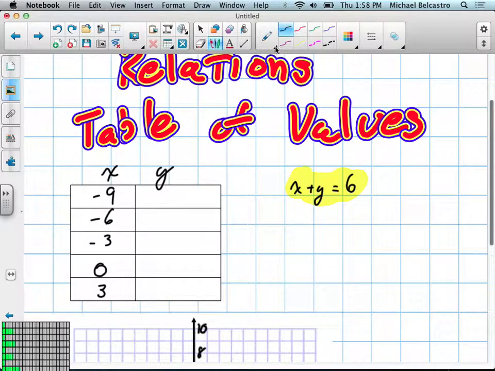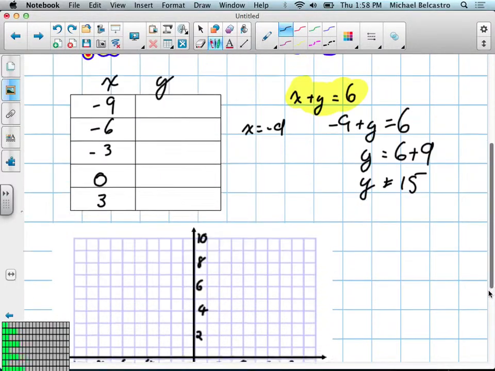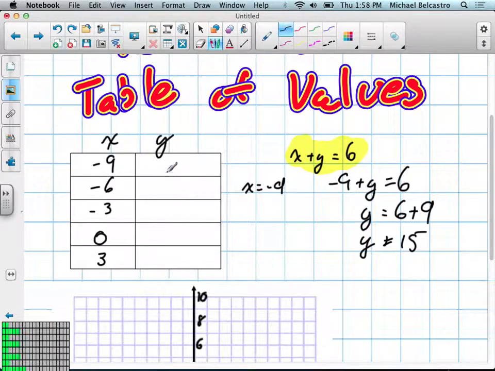So the very first one I take is the number negative 9, and I'm going to plug it in for x because I have that under my x column. So when x is equal to negative 9, we get negative 9 plus y equals 6. When I move 9 to the other side, what do I get? 6 plus 9, which is 15. Does 15 fall on this graph? No. That didn't work for me.